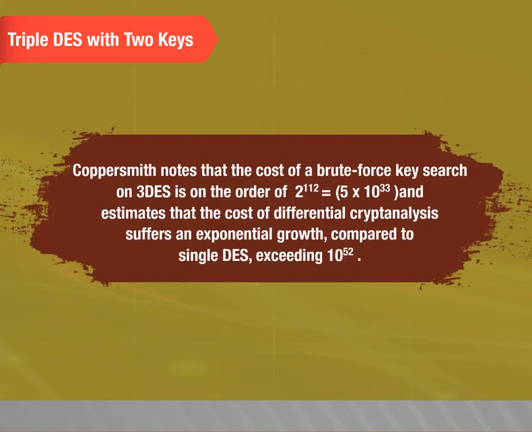Coppersmith notes that the cost of a brute force key search on Triple DES is on the order of 2^112, which is equal to 5 × 10^33, and estimates that the cost of differential cryptanalysis suffers an exponential growth compared to single DES, exceeding 10^52.